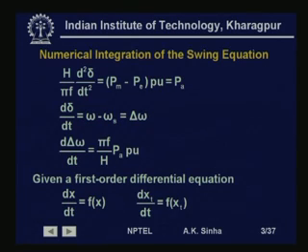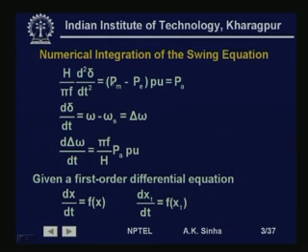Well, if we go back to our swing equation, we had the swing equation given by H by pi f d2 delta by dt2 is equal to Pm minus Pe, where Pe is equal to Pmax sin delta. That is the relationship that we had derived earlier. This Pm minus Pe is the accelerating power which is driving the rotor away from the synchronous speed. So, this is the accelerating power Pa that we are writing.